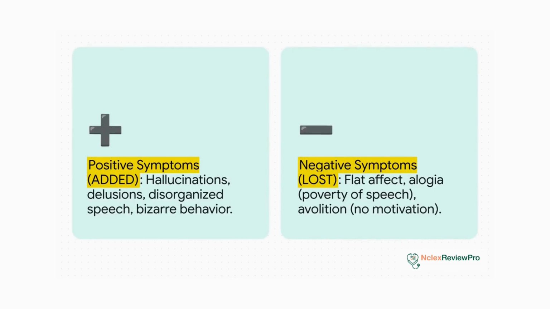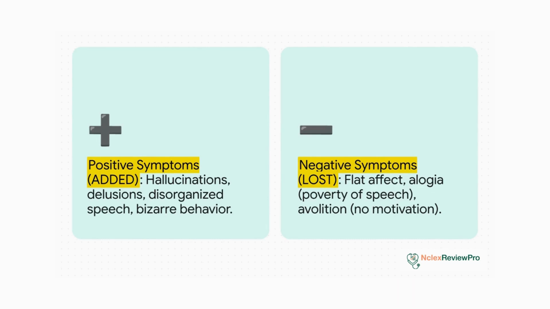And here's a super simple way to keep positive and negative symptoms straight. Think of it like math. Positive symptoms are things that are added to reality, things that shouldn't be there, like hallucinations or delusions. Negative symptoms are things that are subtracted or lost, things like a loss of emotion, we call that a flat affect, or a loss of motivation, or even the loss of the ability to feel pleasure. So just remember, positive means plus, negative means minus.